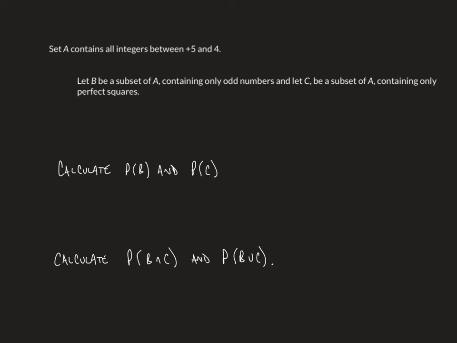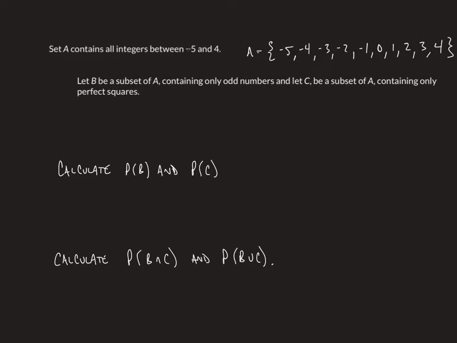So the first scenario is we have a set A and it contains all integers between -5 and 4. I'm just going to write those out. Not that you would be asked to do that probably, but it's good to see them. So that's -5, -4, -3, -2, -1, 0, 1, 2, 3, and 4. So that's 10 integers.